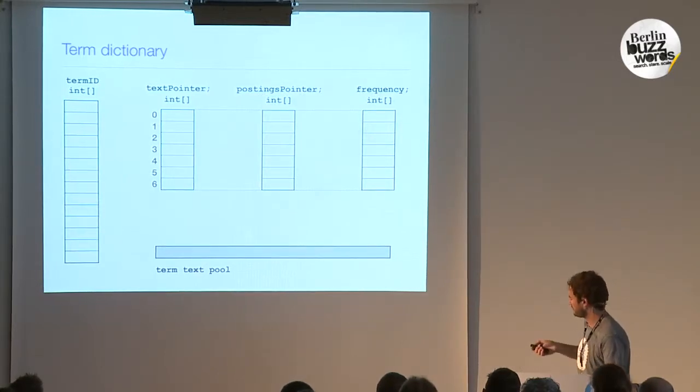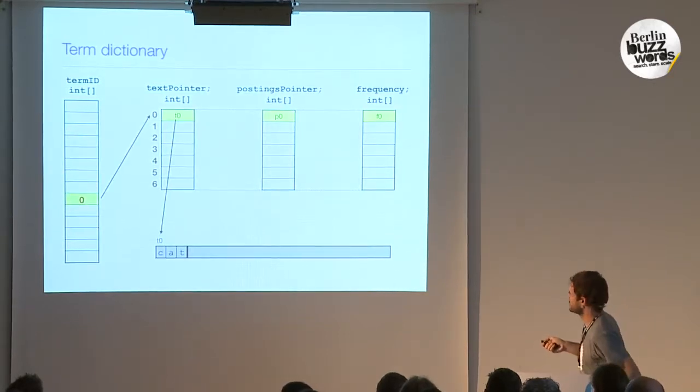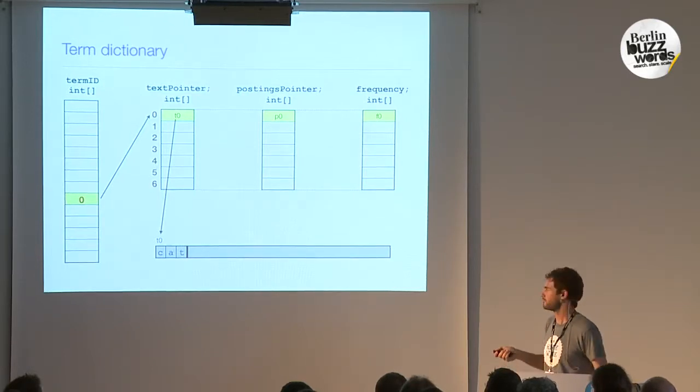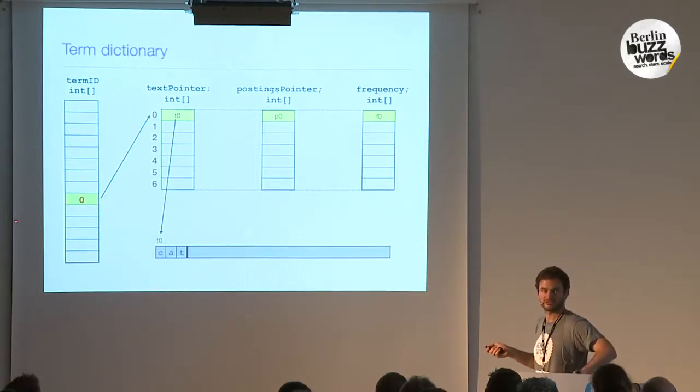And the way it works is we have a hash table, and when we see the first term, we assign a term ID to that first term. So for example, the first term is cat, we assign the ID 0, and then it hashes somewhere into this hash table, which is just an integer array. And in this hash table, we just write the term ID, which is 0.